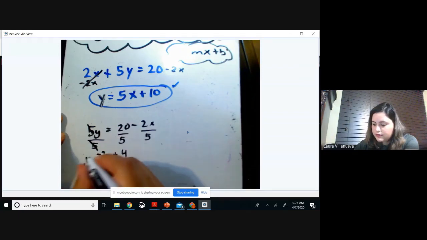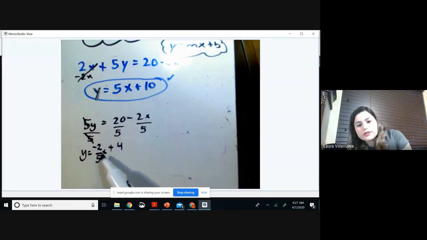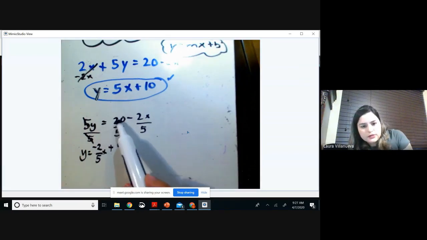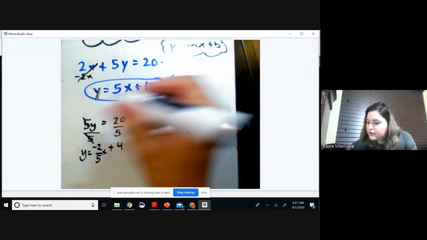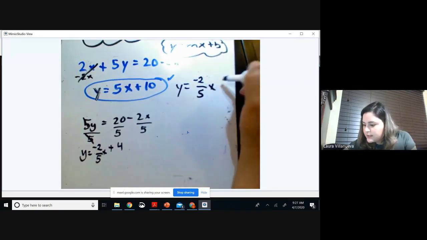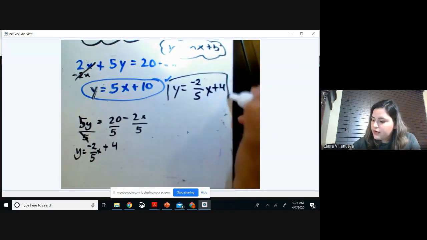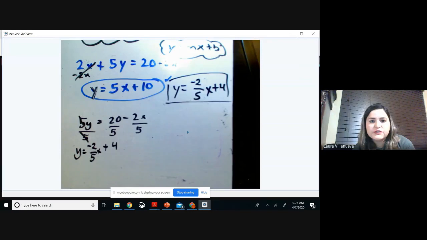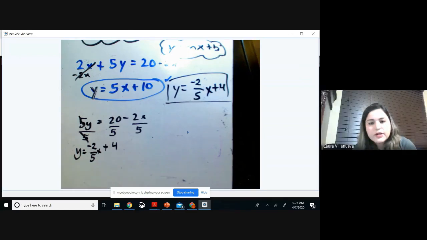This is just y. So what I did is I just put this on top in the front because it's y equals mx plus b. And then 20 divided by 5 is 4. So I put it right here. This is your b, this is your m. So you're going to compare these two lines now. Are they the same line? You have y equals negative 2 over 5x plus 4 and y equals 5x plus 10. Do you have the same line? No. And you have parallel lines.